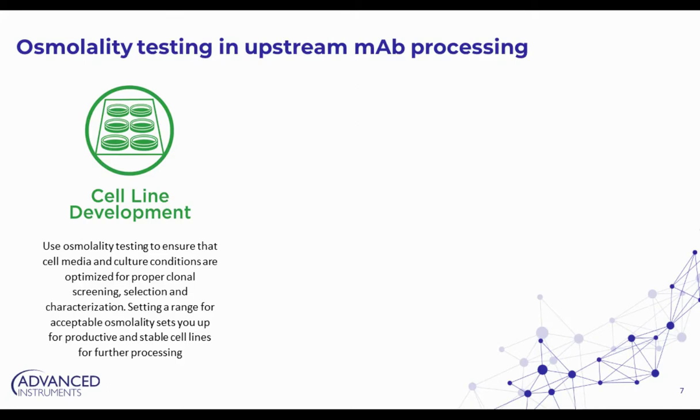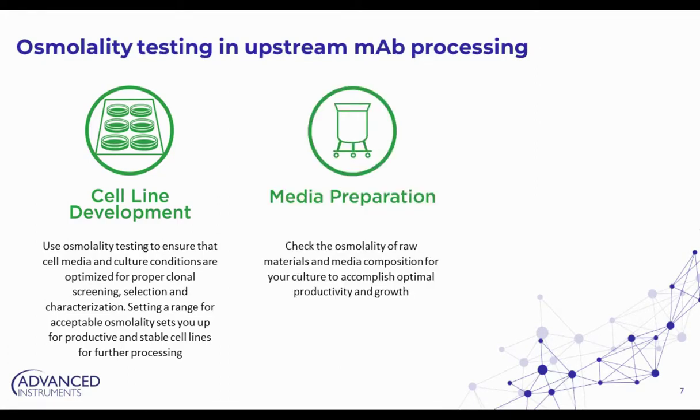So if we start with more upstream monoclonal antibody processing, let's take an overview of where osmolality testing would fit into cell line development. So really, when we want to ensure that the cell media and culture conditions are optimized so that clonal screening and selection and characterization can be done efficiently and effectively, osmolality testing is a really great parameter to put into place at this time. Setting a range for osmolality really sets you up for productive and stable cell lines so that you can get further processing done more efficiently.